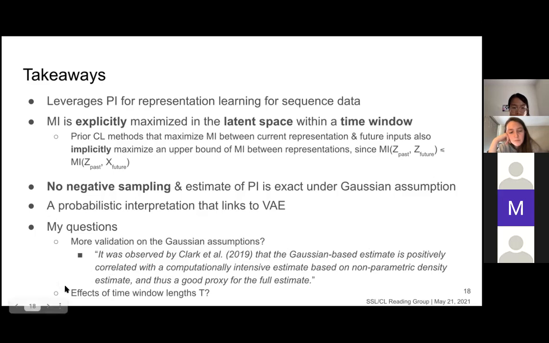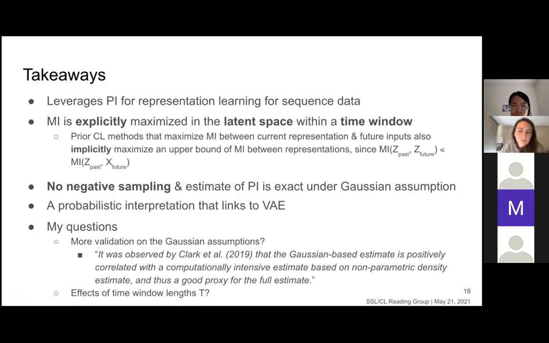And they also didn't really show the effects of time window length, because in the objective or in the PI estimate, T is actually pretty important. I imagine that different window lengths will result in different estimates, but they didn't really do any analysis of the effects of different window lengths. So I think they just treat T as a hyperparameter in their experiments. So this is one thing that I hope they can show more. All right, I think that's it.